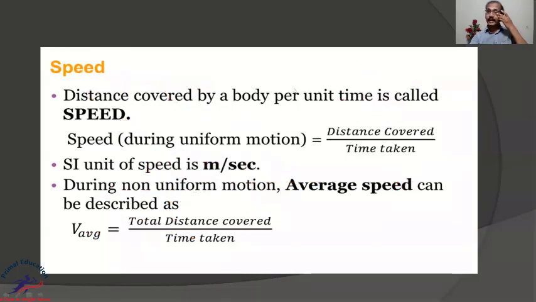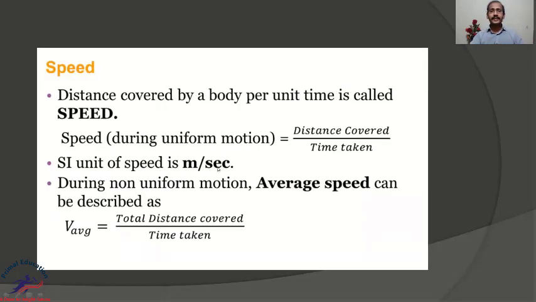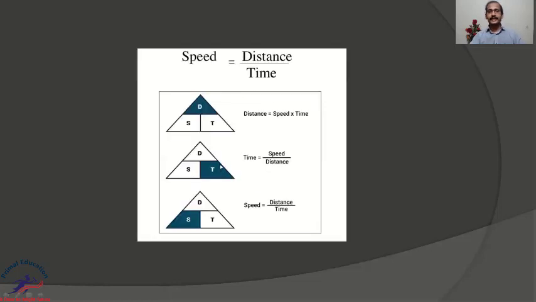Now, the distance covered by a body per unit time is called speed. Speed is equal to distance by time. So the distance units are meters, time units are seconds. So meters per second is the unit of speed. Now, what is in the non-uniform motion? Sometimes you stopped for 2 seconds, again you started, there is a signal, again you stop. So if you calculate the total distance and the total time taken, we can call it as average speed. Yes, the speed units are meters per second.